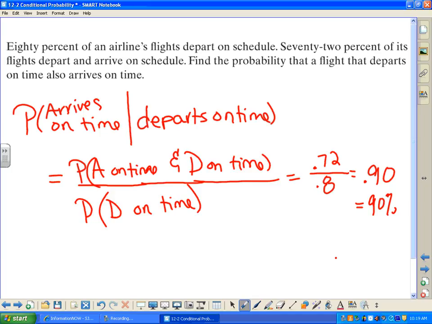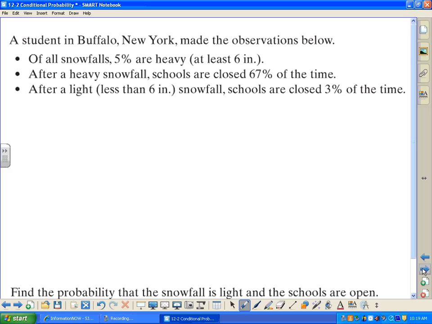Any questions so far about this conditional probability? Okay, and I have 2 more examples to show you. Here's the first one. It says a student in Buffalo, New York made the observations below. Of all snowfalls, 5% of them are heavy, meaning they get at least 6 inches. After a heavy snowfall, schools are closed 67% of the time. After a light snowfall, which means less than 6 inches, schools are closed 3% of the time.